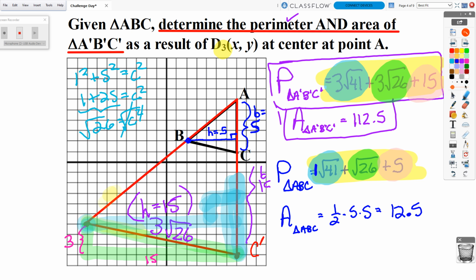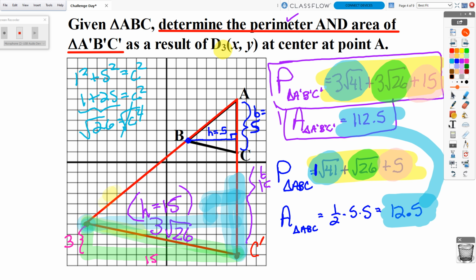Obviously now, if I had just taken my original area and multiplied it by 3, 12.5 times 3 is no way going to give me 112.5. Guys, this is weird. What's going on? Oh, this must be the one that doesn't work, right? But it does.